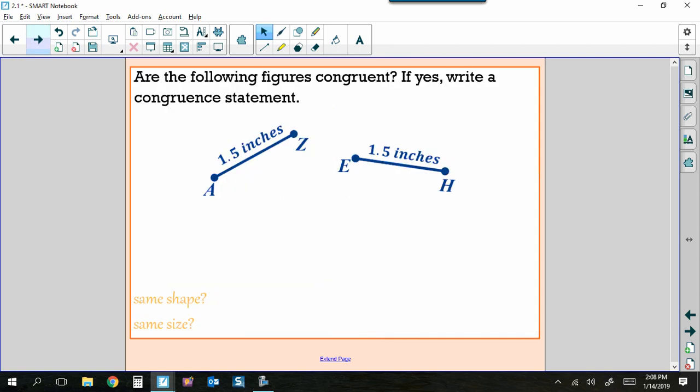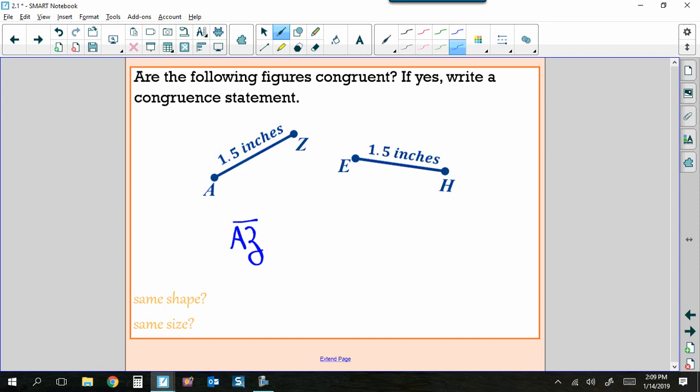Okay, so we're actually just going to go through some examples looking at whether or not we have two congruent figures. So are the following figures congruent? If yes, write a congruent statement. So the first thing you have to check off is, are they the same shape? Are we dealing with two objects that are the same? We are dealing with segment AZ and segment EH. So we are dealing with two segments that are the same.